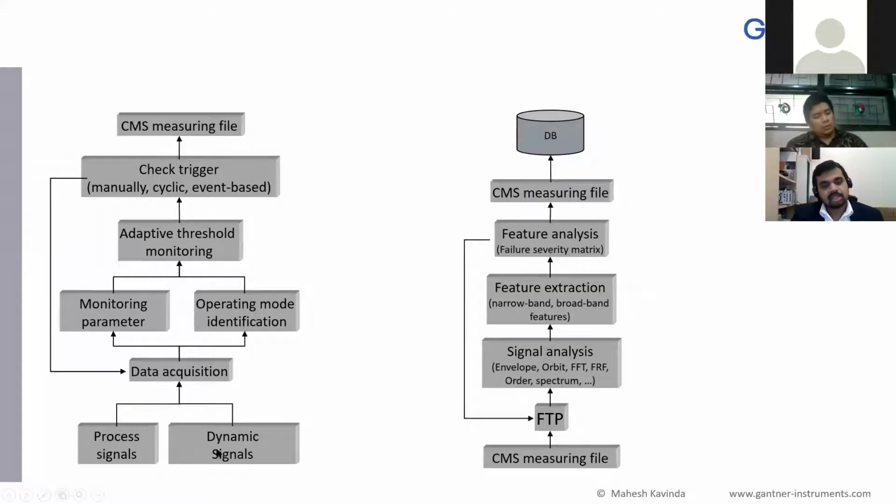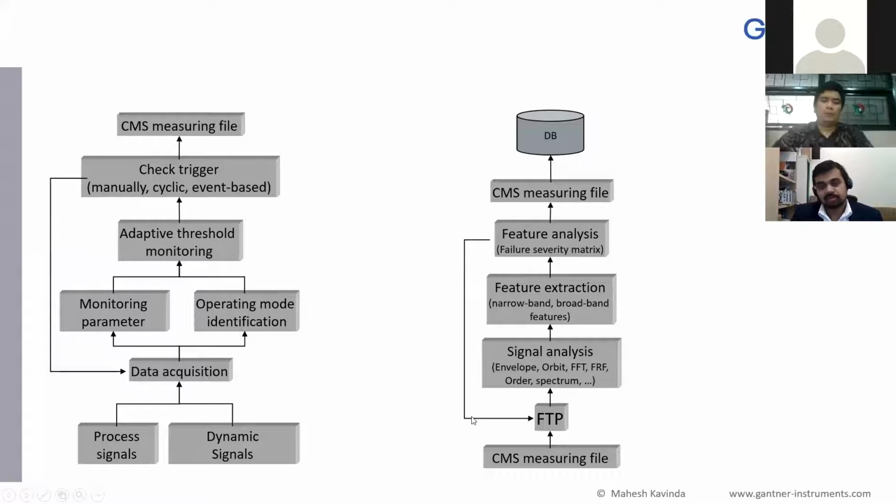We get process signals and dynamic signals. So now we have our data acquisition in place physically. On the control level, we have our predefined monitoring parameters and the operating mode identification, followed by adaptive threshold monitoring. Then it will always check for manual, cyclic or event-based triggering. Based on that, it creates a CMS file and pushes the file to your central database for further analysis.